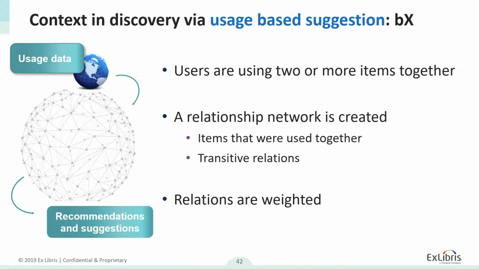Another way to create relations is usage data. This is something that originates from consumer platforms. You probably all know Amazon. When you look at a book, for example, you get a list of books other users have purchased or looked at together with your item of interest. Users today are consumers. They come from a world where they expect the system to make suggestions and provide ideas. And that is exactly what bX here does.